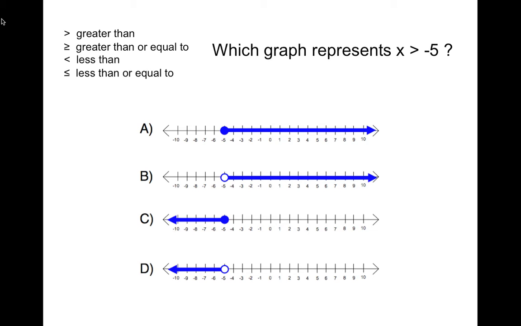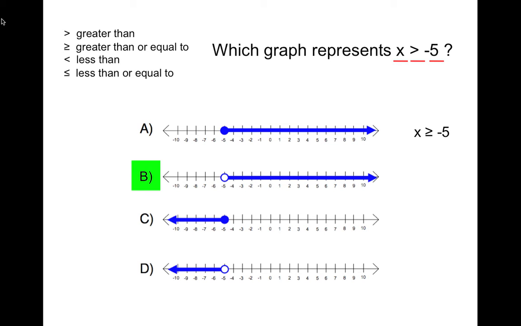Which graph do you think represents x is greater than -5? We're looking for the graph of all the numbers that are bigger than -5. Make the best choice. The graph in choice B represents all the numbers that are bigger than -5.